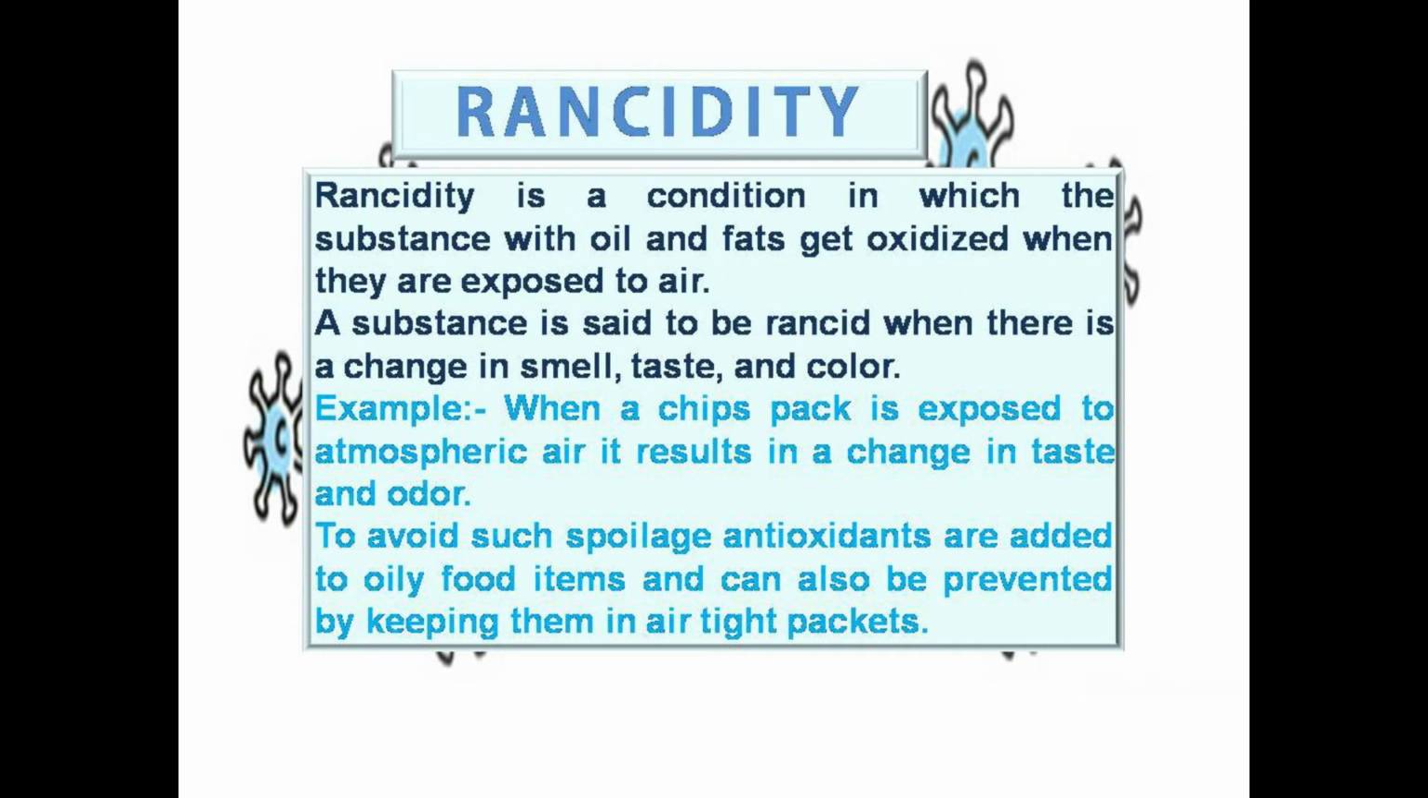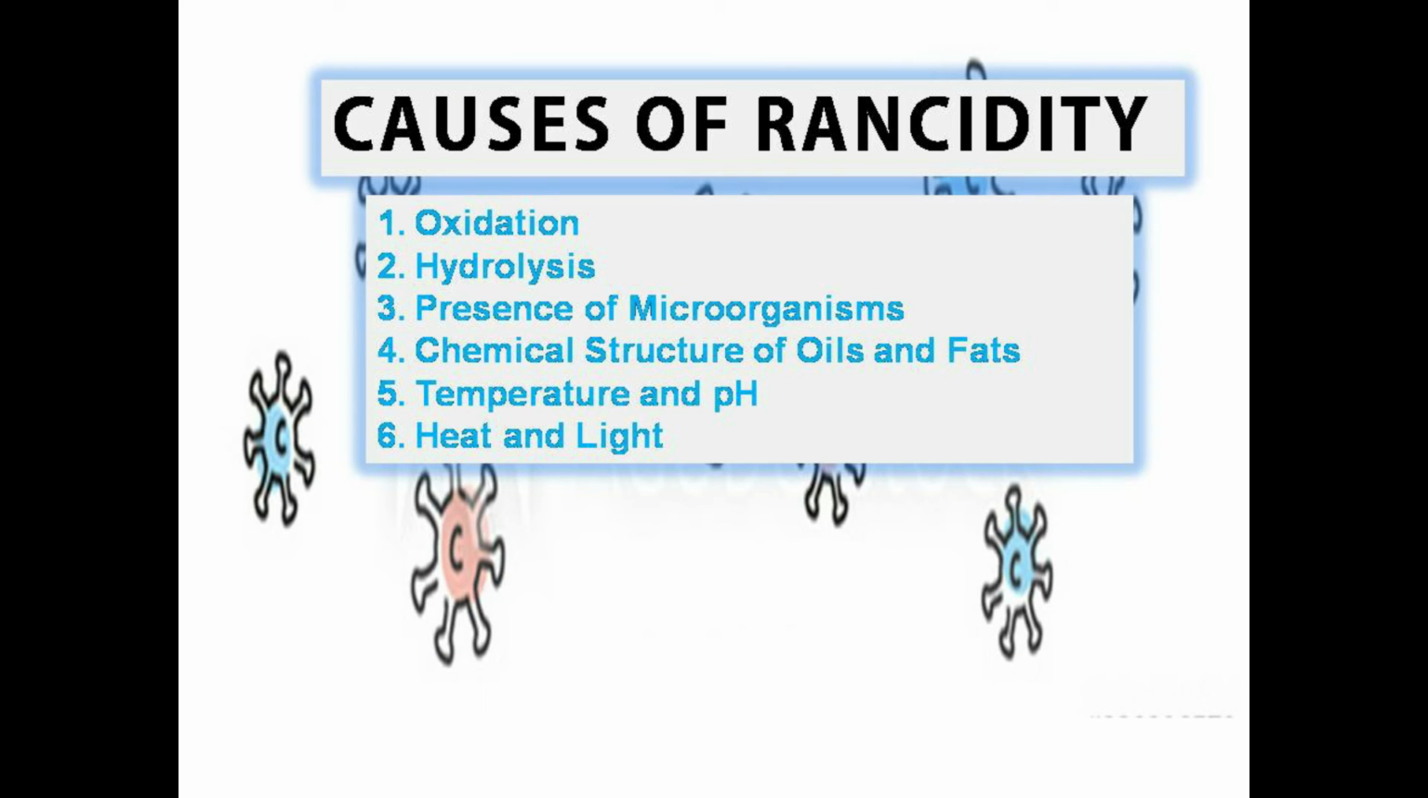Now here comes rancidity. What is rancidity? Rancidity is a condition when the oils and fats in our food get oxidized when exposed to air. Now, how do we know that our food is rancid? The food will start smelling bad and its taste and color will change. This will indicate that rancidity has happened. For example, when a packet of chips is exposed to the air, it results in a change in taste and odor. To avoid such spoilage, the chips packets are packed in nitrogen gas to prevent rancidity.